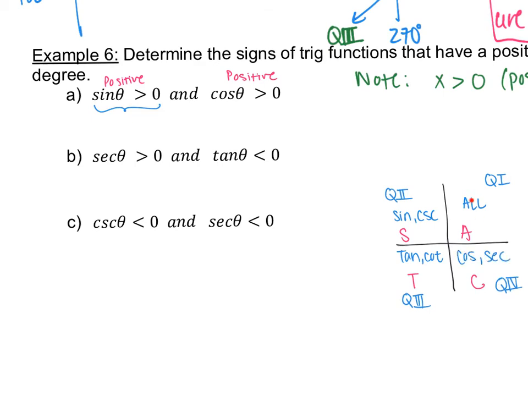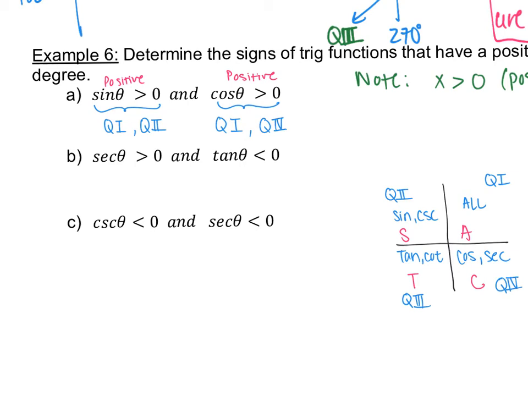Now that we have the coordinate system, let's figure out where sine is positive. Sine is positive in the first quadrant and the second quadrant, and nowhere else. So I'm going to write down those labels, first and second. And I'm going to do the same for cosine. Cosine is positive also in the first quadrant, but cosine is also positive in the fourth quadrant.